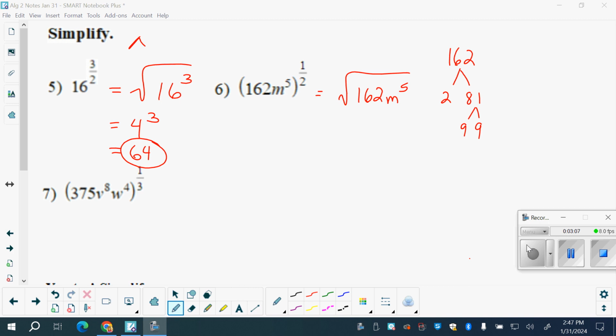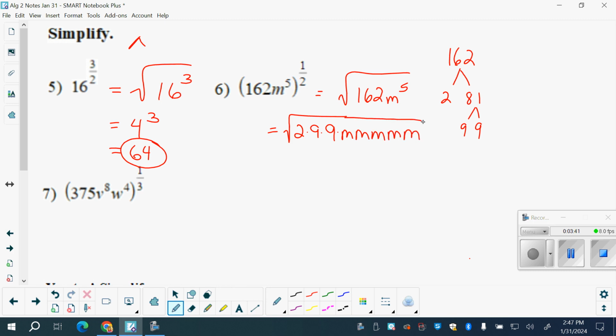Okay, so we want to get our factors there, and this is a square root, right? So we're looking for groups of 2, right? Does that make sense? Because it's a square root. So I have a pair here, the 9 and 9. So I'm going to stop there because it's going to save me some time, but you don't have to. You can keep going. So this is the same thing as the square root of 2 times 9 times 9, and then 1, 2, 3, 4, 5 m's.